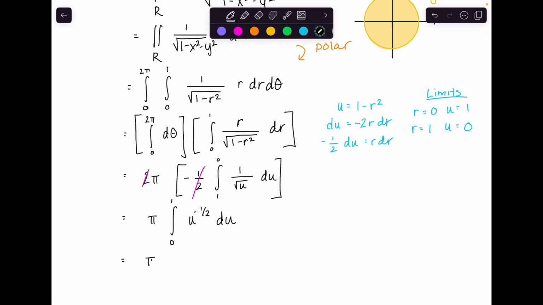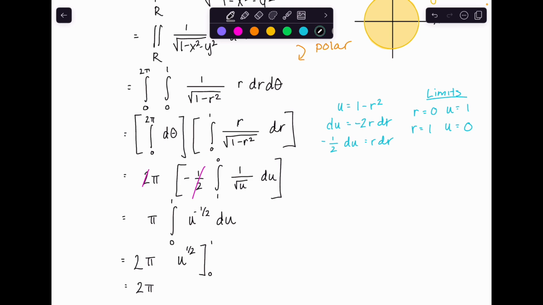So thankfully this is nice. That becomes u to the positive 1/2 divided by a half, which becomes 2, evaluated from 0 to 1. This surface integral ends up equaling 2 pi. Okay? So we did the first half of this problem. We've gone ahead and figured out that the top surface integral is going to equal 2 pi.